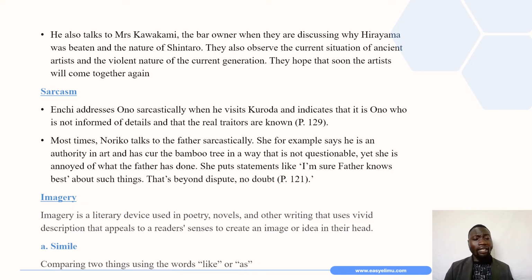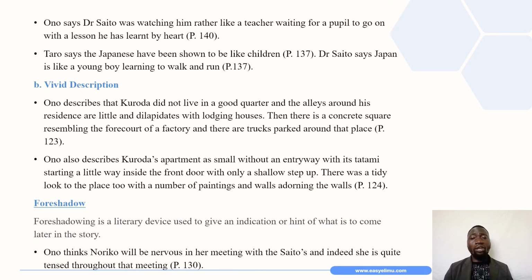And again, there is also imagery in this episode. So under imagery, we are going to start by looking at simile. So remember that imagery is a literary device used in any literary piece of work that uses vivid description that appeals to a reader's senses to create an image or idea in their head. So talking about the first style under imagery, that is simile. Remember, this is a comparison of two things using the words like or as.